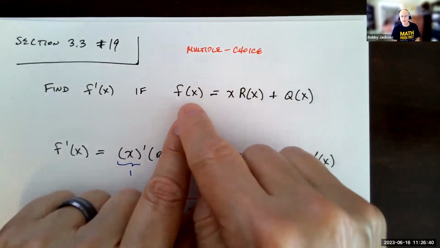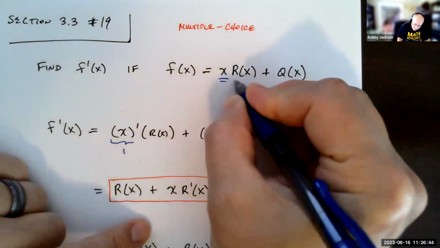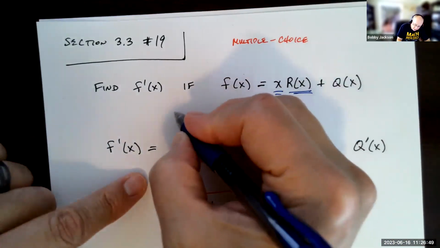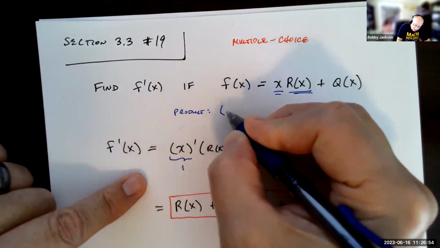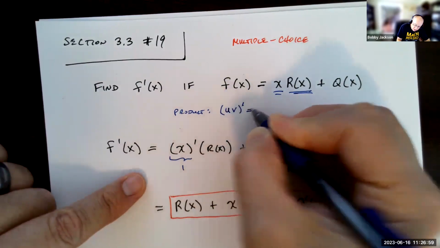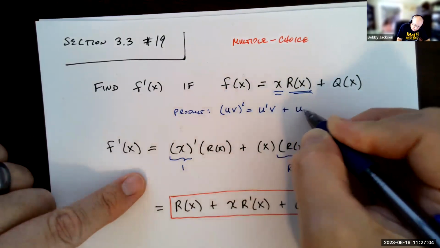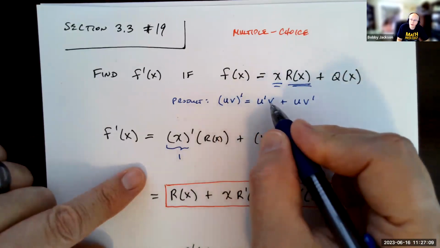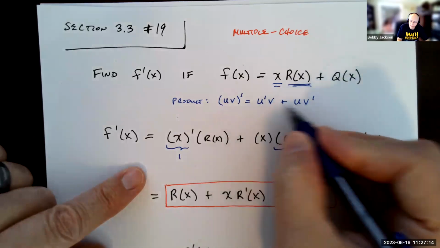f of x. So when I take the derivative of f of x, notice here I've got x times r of x. A product requires the product rule, right? So the product rule is important. If I have a product of two functions, say u times v, and I want to find the derivative, remember, it's the derivative of the first function times the second plus the first times the derivative of the second. Okay, so it's just the derivative of one times the other plus the first one times the derivative of the second. So that's the product rule.